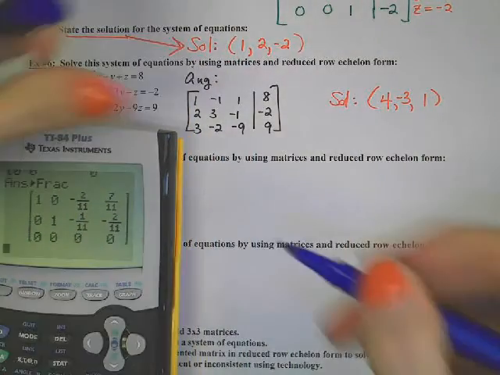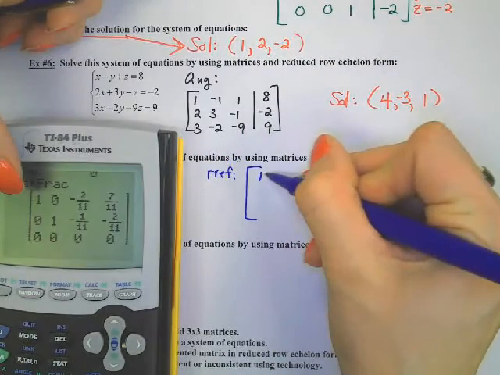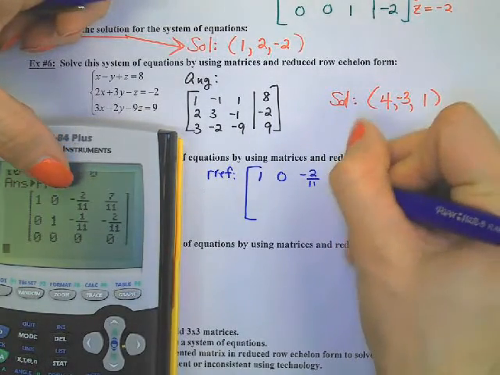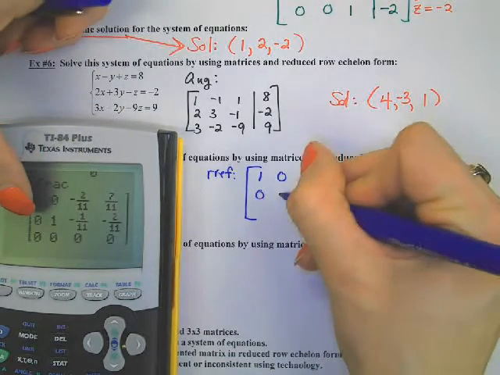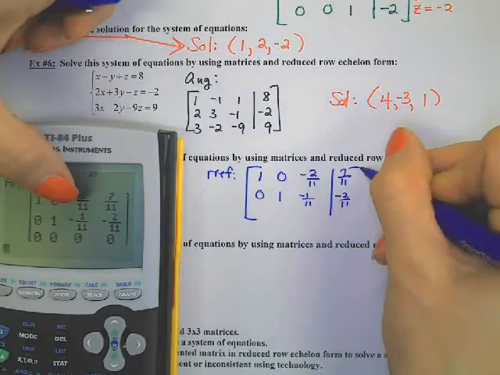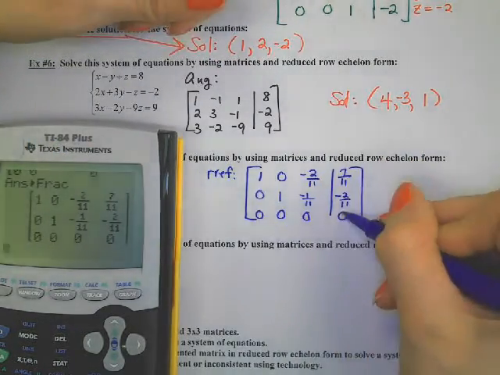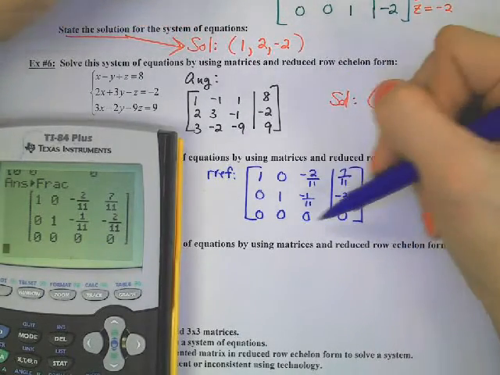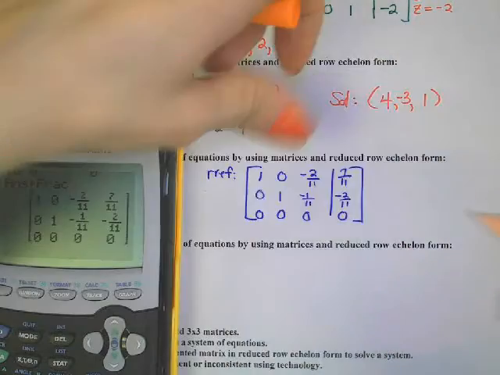Okay, so the reduced row echelon form for this one has a 1, a 0, -2/11, and after the bar is 7/11. Something weird is happening here. -2/11. The last equation has nothing but zeros. So I don't see ones down the diagonal. I was having a hard time solving things here. So let's give this some meaning.